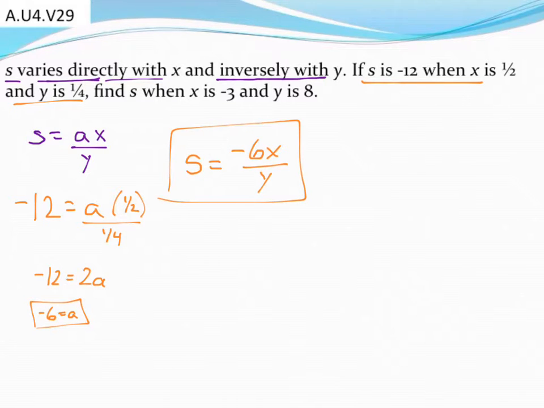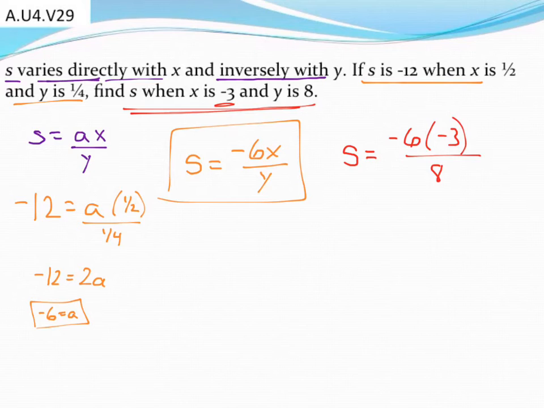Well, part two of this question now says, let's use this to find another value. So this time they'll give me a couple more values, and they asked me to find s in this case. And they could ask you to find anything: s, x, or y. So s, we want to know, would be equal to negative 6 times the x value of negative 3 over here. And this time they've changed the y to an 8. So let's go ahead and simplify this and find out what s is in this scenario.